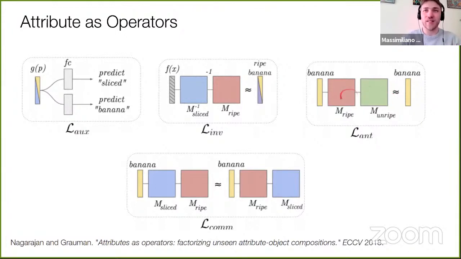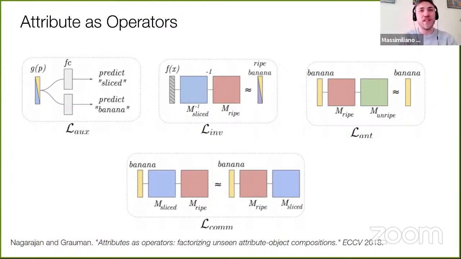Like you can act at the level of antonyms. So if you start with a banana, you make it ripe, and then you make it unripe, you should go back to the original banana you started from. And similarly, you want the states to be commutative. So if you take a banana and you slice it, and then you want it to be ripe, you should obtain the same vector that you would obtain if starting from a banana, you make it ripe and then sliced.